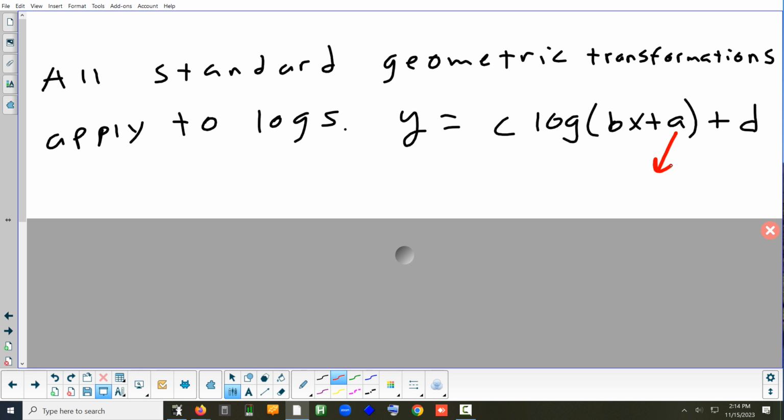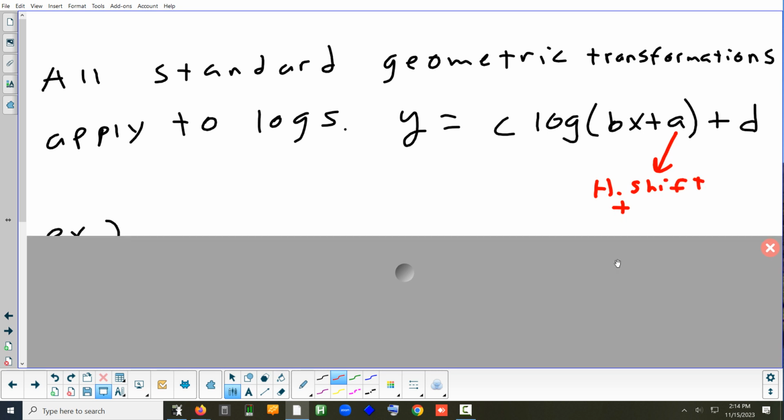Okay, let's start with A. A is addition, and it's inside the parentheses. What kind of transformation is A? Horizontal shift. Yep. Plus is going to move it which way? To the left. It's backwards. Yep. Plus is to the left. And minus? To the right. Okay.